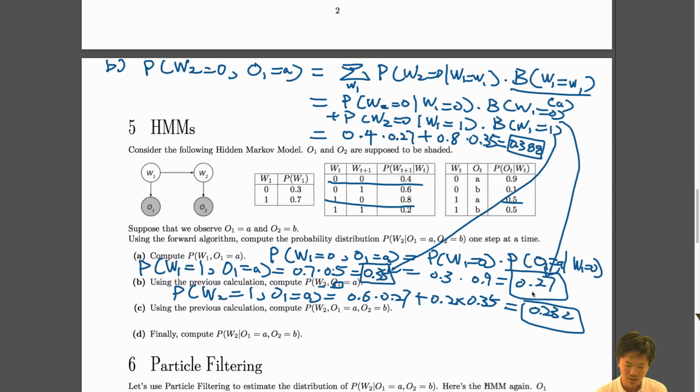So that's the first two parts of the hidden Markov model problem, where we first calculate the true belief B. In part A, we basically calculate the true belief B of W1, and in part B, we calculated B prime of W2.